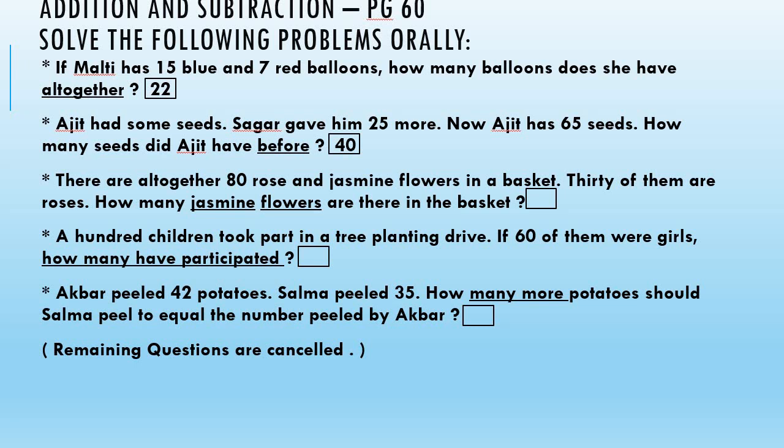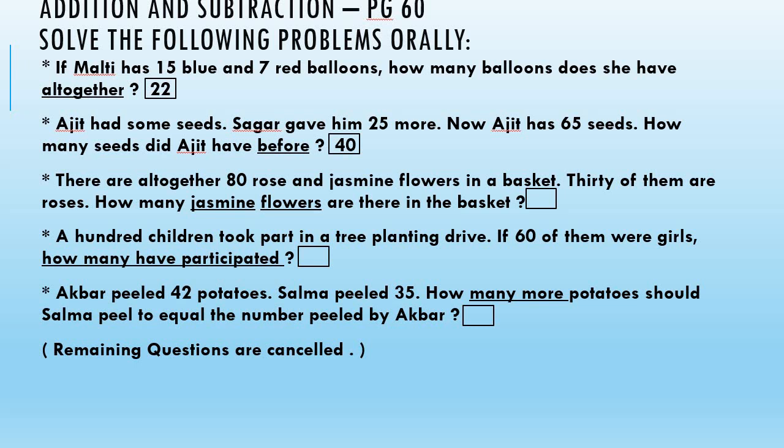Ajit had some seeds. Sagar gave him 25 more. Now Ajit has 65 seeds. How many seeds did Ajit have before? So you have to do the minus sum, 65 minus 25. So 5 minus 5 is 0, 6 minus 2 is 4. It's an easy sum.